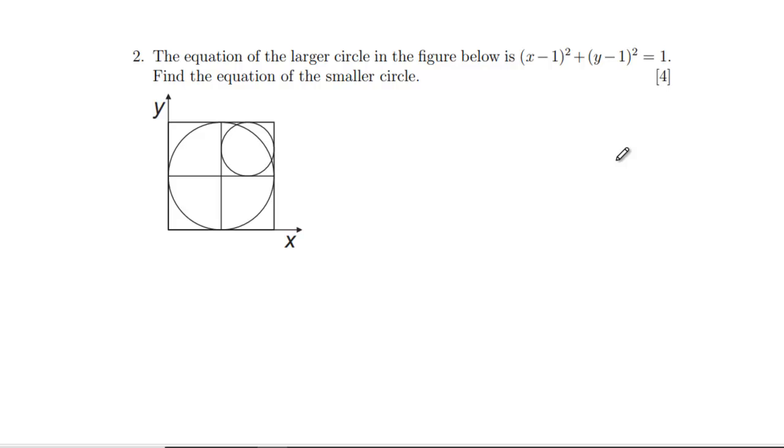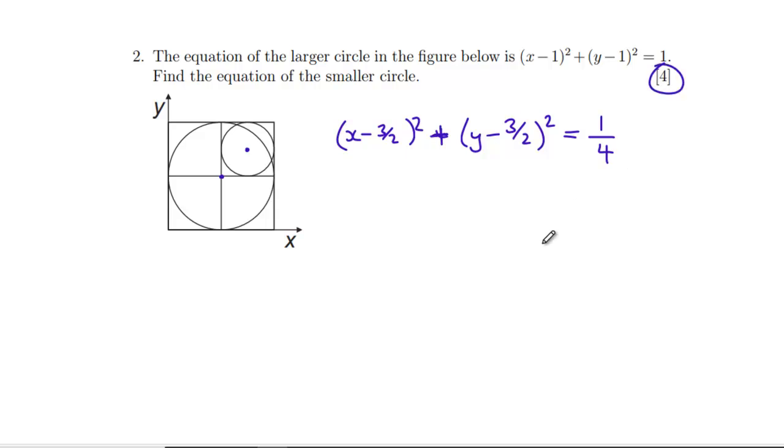Question 2, the equation of the larger circle is that. Find the equation of the smaller circle. Right, so if we've got a centre here at 1, 1, the centre of the smaller circle is going to have to be at 1.5, 1.5. So we know we've got that bit. So we're going to have x minus 3 over 2 squared plus, that's going to be a plus, I was starting to write a y. y minus 3 over 2 squared, and the radius is going to be a half of what it was before, so a quarter when we square it. So equals a quarter. Right, that was a gimme of a question. 4 marks for that. That is insane. But still can't complain. Right, so that's that one.